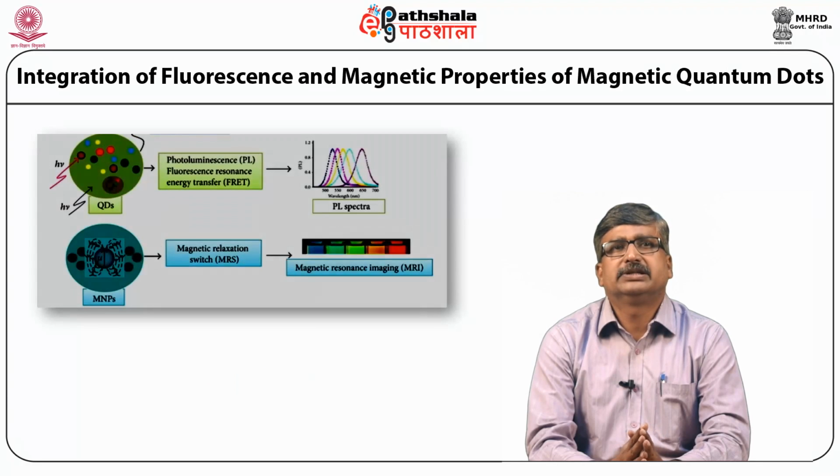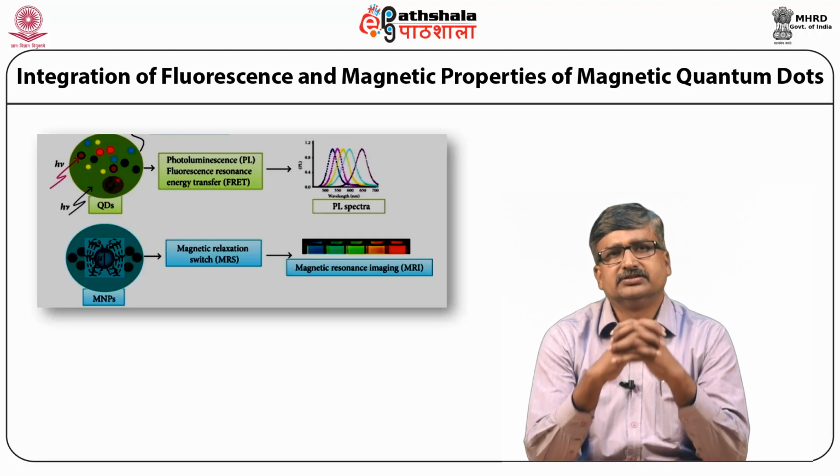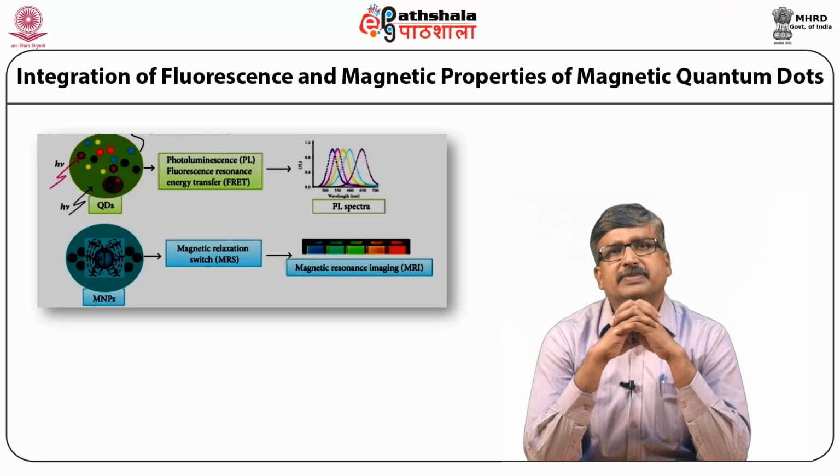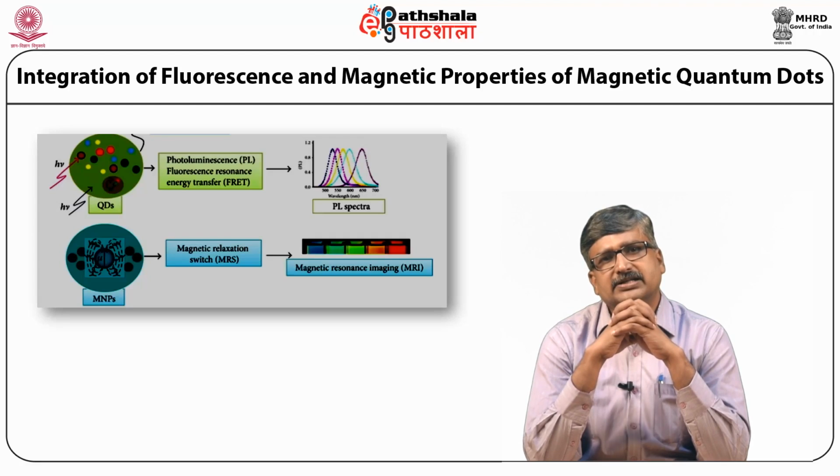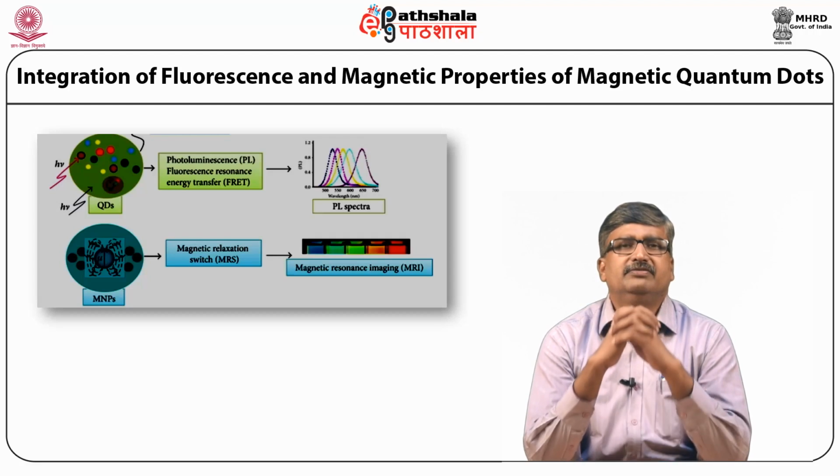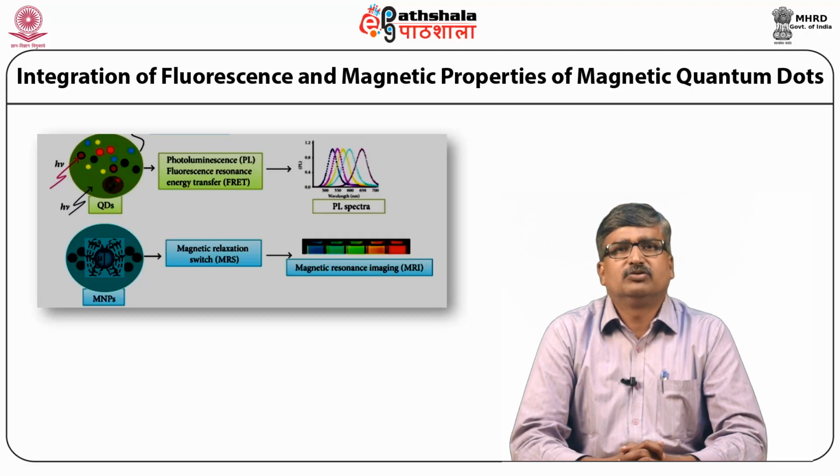Let us talk about the integration of fluorescence and magnetic properties in magnetic quantum dots. This is done by describing the development of four different approaches to integrate the fluorescence and magnetic properties in a single nanoparticle. The first type of particle is created by the growth of a heterostructure, in which a quantum dot is either overgrown with a layer of magnetic material or linked to a superparamagnetic or ferromagnetic nanoparticle.